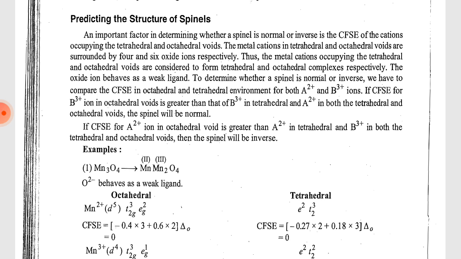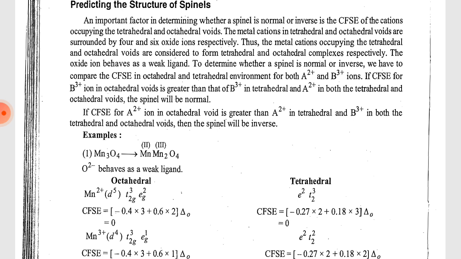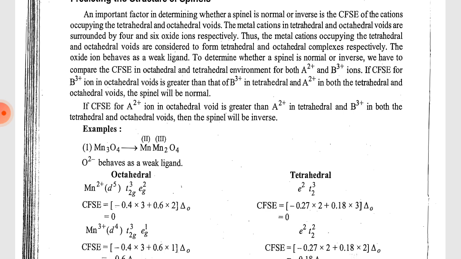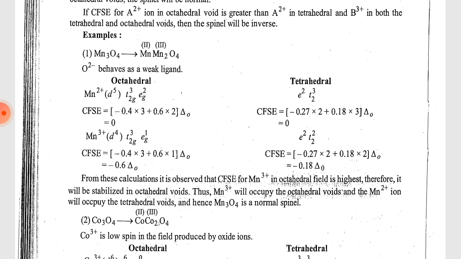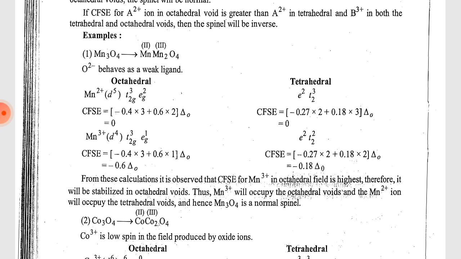If the CFSE for B3+ ion in an octahedral void is greater than that of B3+ in a tetrahedral void, and A2+ in both tetrahedral and octahedral voids, the spinel will be normal. If the CFSE for A2+ ion in an octahedral void is greater than A2+ in a tetrahedral void and B3+ in both tetrahedral and octahedral voids, then the spinel will be inverse.